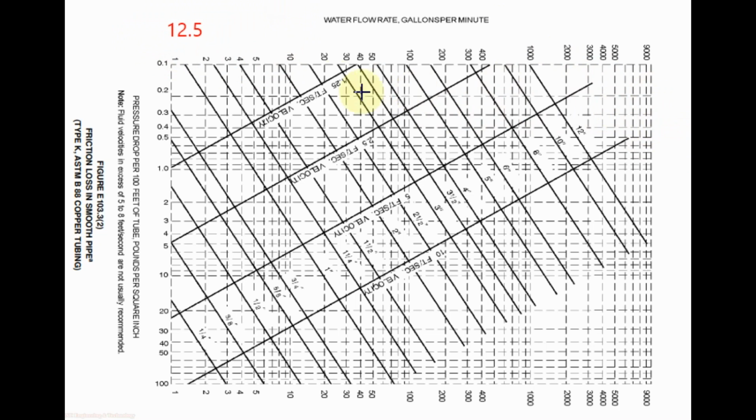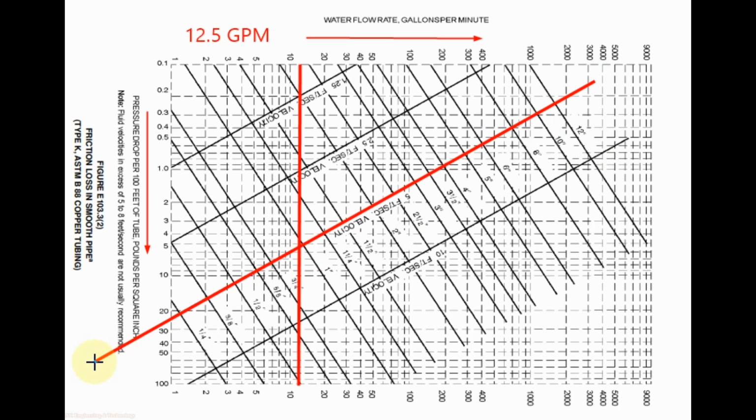You can see in this chart, horizontal are the GPM values and the vertical is pressure drop in PSI per 100 feet. These lines are for velocity. This is 1.25 feet per second, this 2.5 feet per second, this is 5 feet per second, and this 10 feet per second. And these lines are the pipe sizes. This 12 inch, 10 inch, 8 inch, 6 inch, like this, and this up to 1 1/4. Now we will draw a line on 12.5 GPM. And for hot water system, we know that the maximum velocity we have is 5 feet per second, so we will draw a line on 5 feet per second.